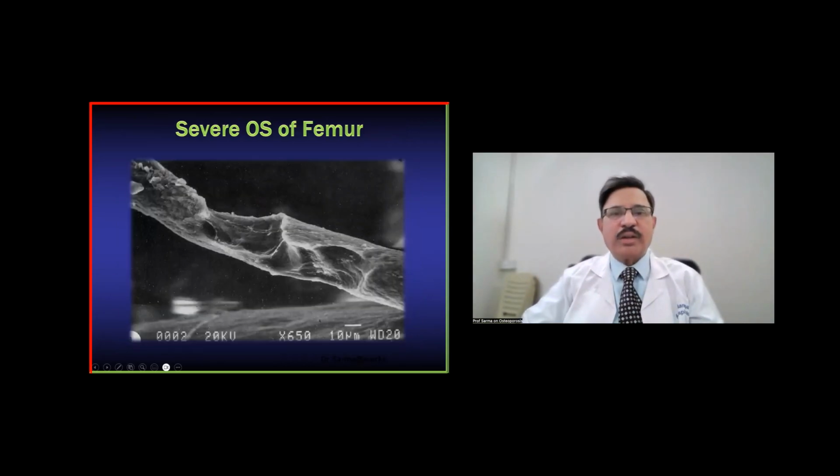Treatment is also very, see that bone. Severe osteoporosis of the femur. Is there any bone at all? As though some cancer has eaten away. As though there is a secondary bone tumor which is eating away, such is the status of the bone.